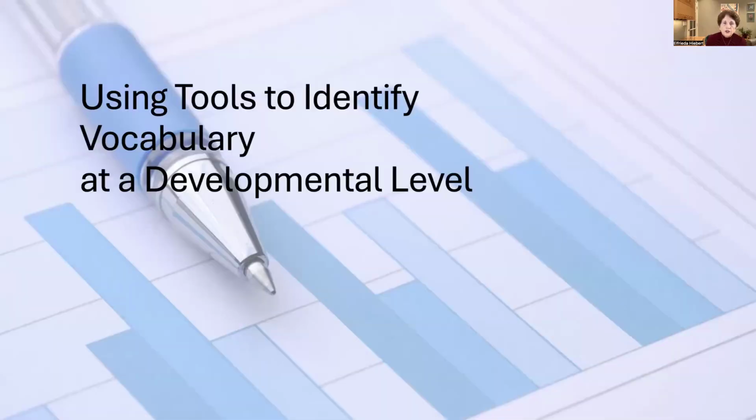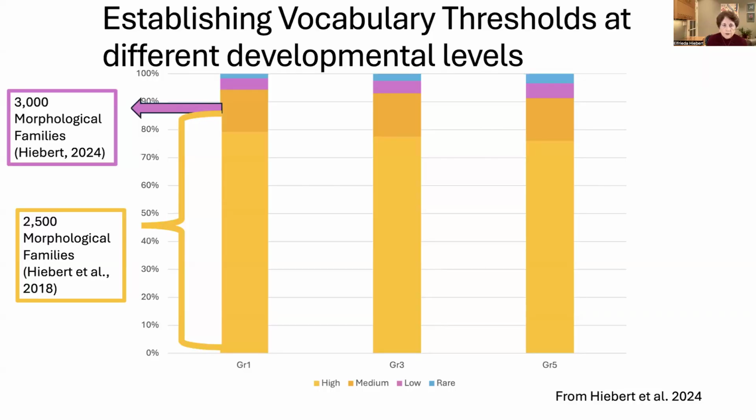We also can use the tools to identify vocabulary at developmental levels. Remember, I was saying that there are some big differences between the kinds of vocabularies that are present in the text for young children versus middle grades and then onto high school, which looks more like typical text.